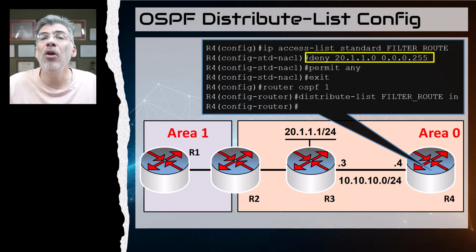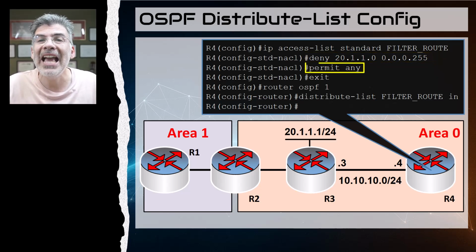An ACL always has an implicit deny any statement at the end. So we have to add this permit any statement, otherwise our ACL will block everything. And we just want to filter out this specific route.